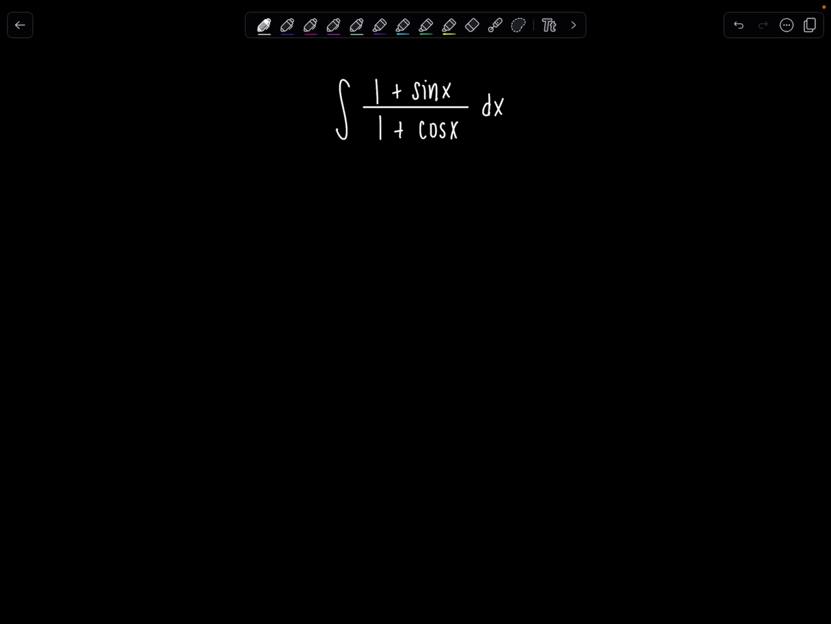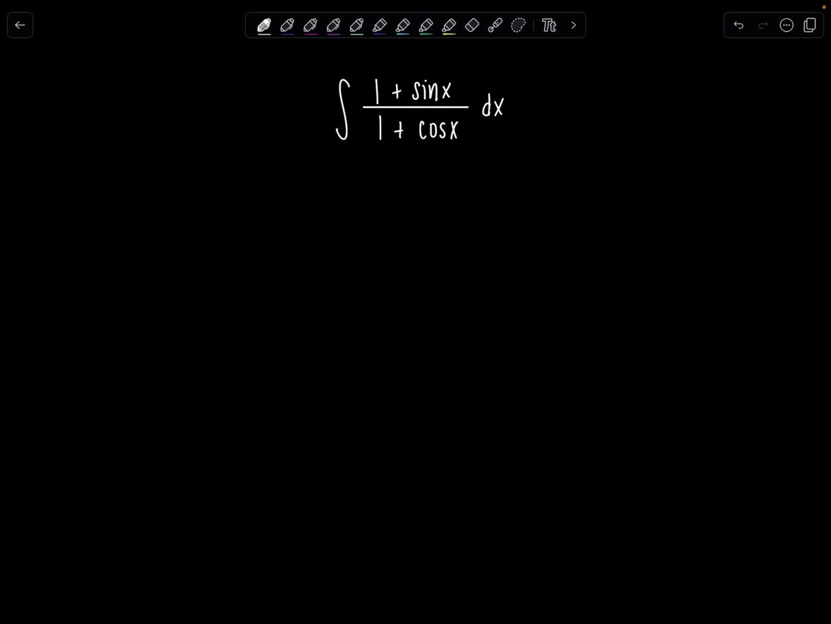We have an indefinite integral of 1 plus sine x over 1 plus cosine x dx. If you want to pause the video and try it on your own, I'm going to give you one baby little hint. You don't need to use any fancy integration techniques. So no u sub, no by parts, none of that. You're just going to play around with the integrand, okay?